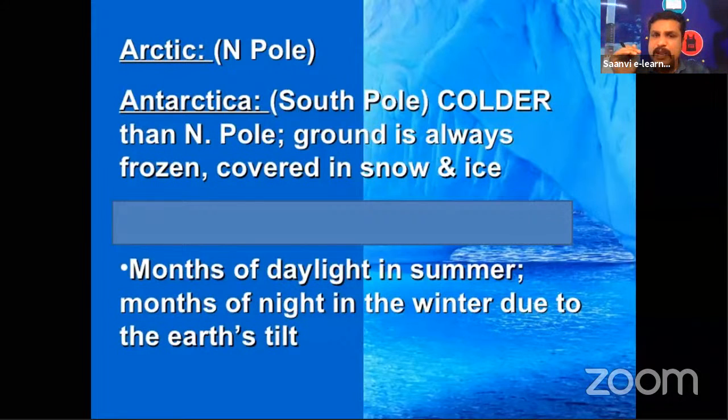Months of daylight in summer. In the sense, many months we can see the light, more than the North Pole, and months of night in winter due to the Earth's tilt. The tilt of the Earth causes seasonal changes, as you already learned previously. Tilt in the sense of the slope of the axis we call. So months of daylight in summer and months of night in winter due to the Earth's tilt.